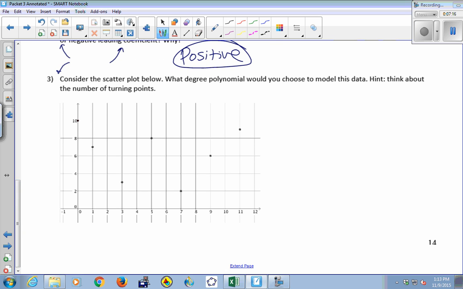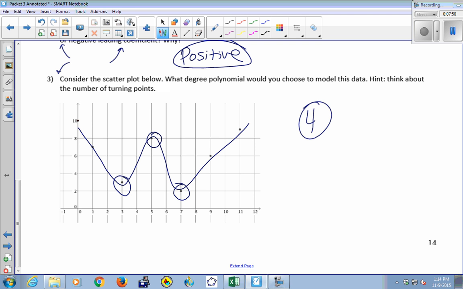Okay, so look at this scatter plot. What degree polynomial would you choose to model this data? 4, how come, Cassandra? Yeah, there looks like there's 3 extrema, like this. If you were to sort of connect the dots as best you can, we've got 1, 2, 3 extrema, which means my degree has to be at least 4.